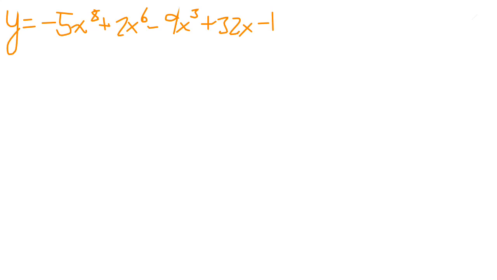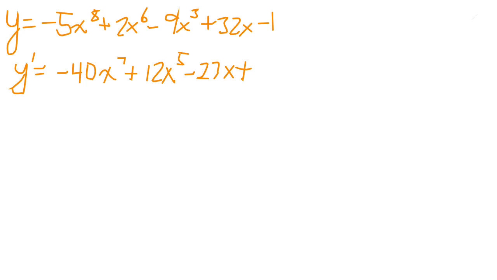So if y is negative 5x to the 8th plus 2x to the 6th minus 9x cubed plus 32x minus 1, we've been asked to take the fourth derivative. I would start by saying y prime or dy dx. The 8 comes down to multiply. This makes negative 40 x to the 7th plus 6 times 2 makes 12 x to the 5th minus 27x squared plus 32. The derivative of this negative 1 is just 0, so I leave it off.